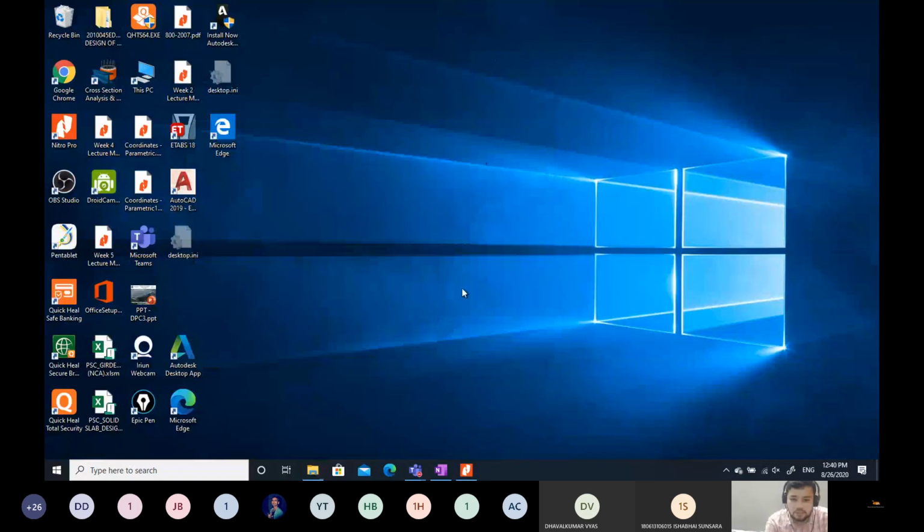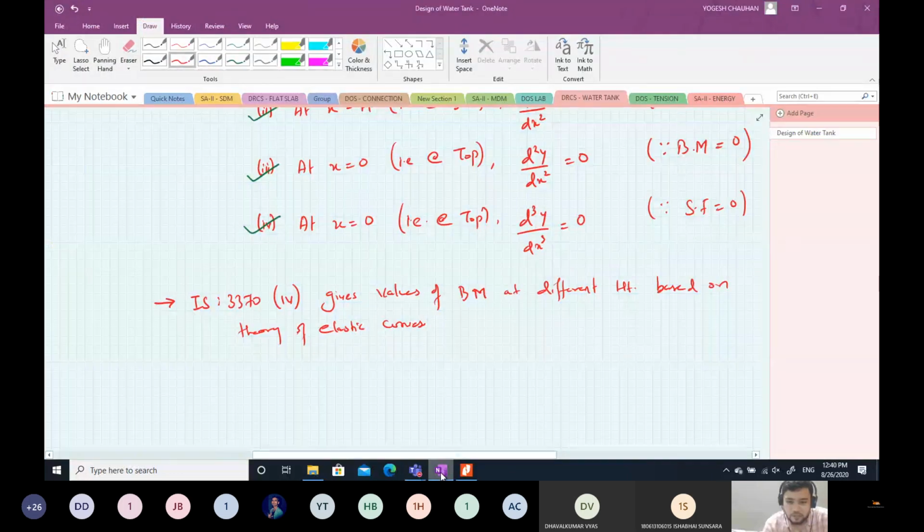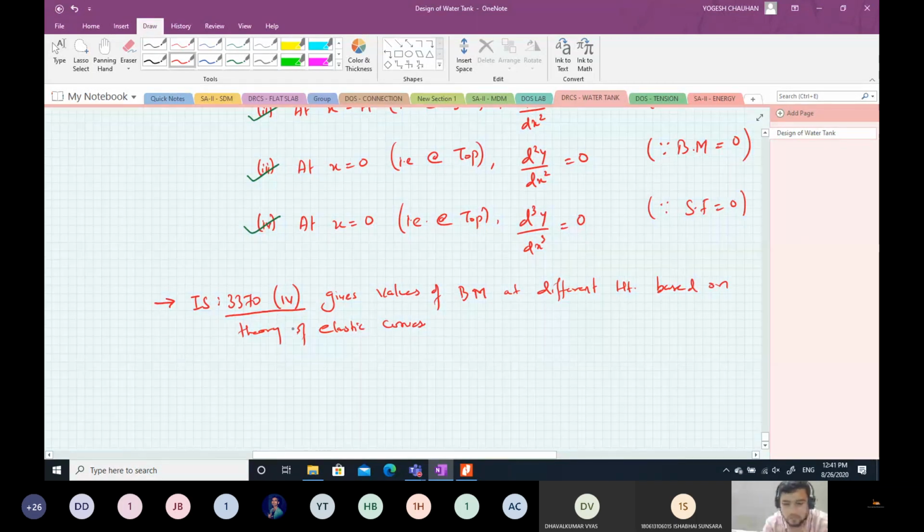But note that the code is not allowed in your examination. IS 2370 part 4 is not allowed in the examination. Just for reference, you can refer to it, but you have to go through the theory also, because only theory is needed when there is an exam. So we stop here. In the next class, we'll go through the example of a circular tank with fixed base, how to design such tanks, that we will see in the next class.